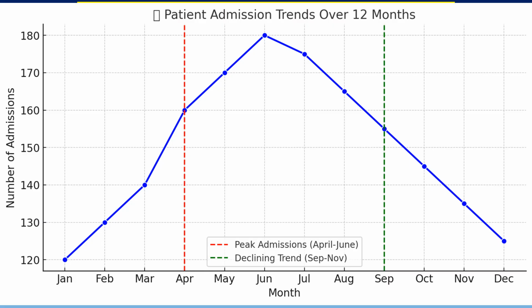Here is the graph showing patient admission trends over 12 months. The blue line represents the number of patient admissions per month. The red line highlights the peak admissions period, April to June, and the green dashed line indicates the declining admissions in September to November. This visualization helps in understanding seasonal trends, which can assist hospitals in resource planning and staff allocation.